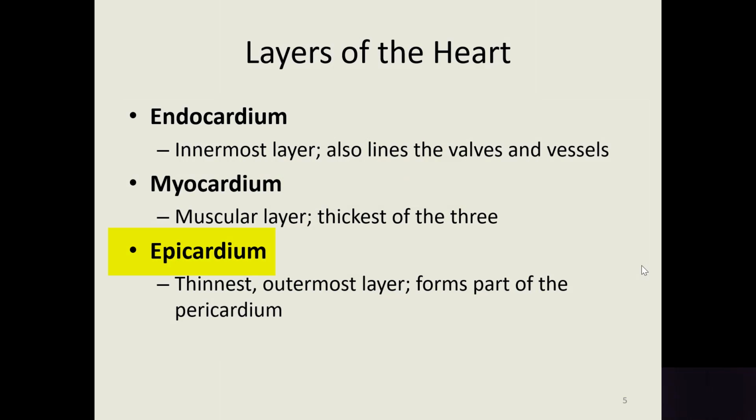The outermost layer is called the epicardium, and this is the thinnest layer. The epicardium forms part of the pericardium. So epi means upon, on or upon. And the epicardium forms part of the pericardium. And pericardium is the sac that surrounds the heart.